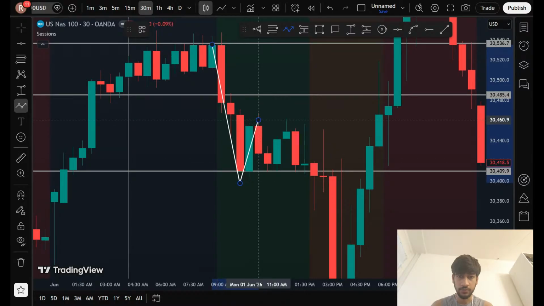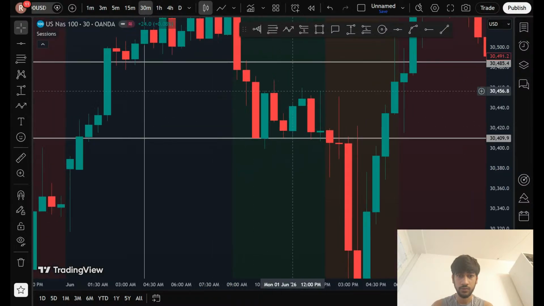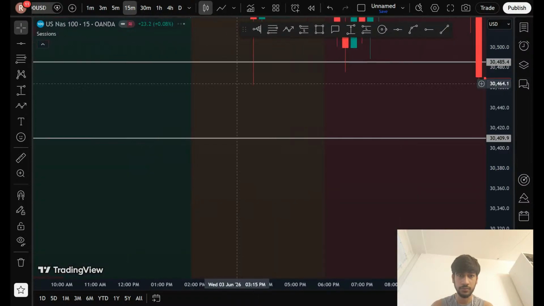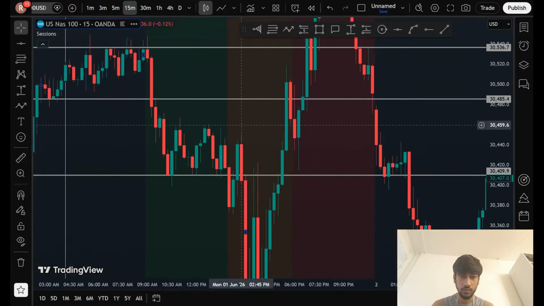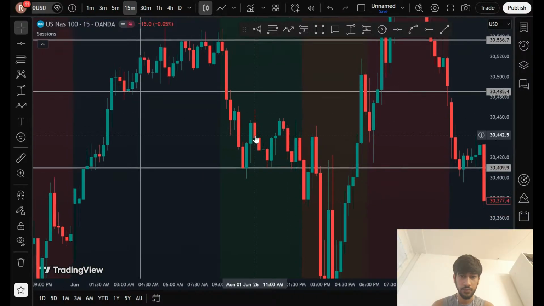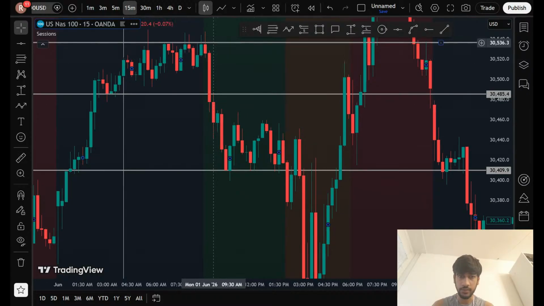It came down and formed resistance. We can sell over here, keeping the stop loss based on the 15-minute. If it's smaller, you can keep a tighter stop loss. You can even sell over here, where price came down and came up.